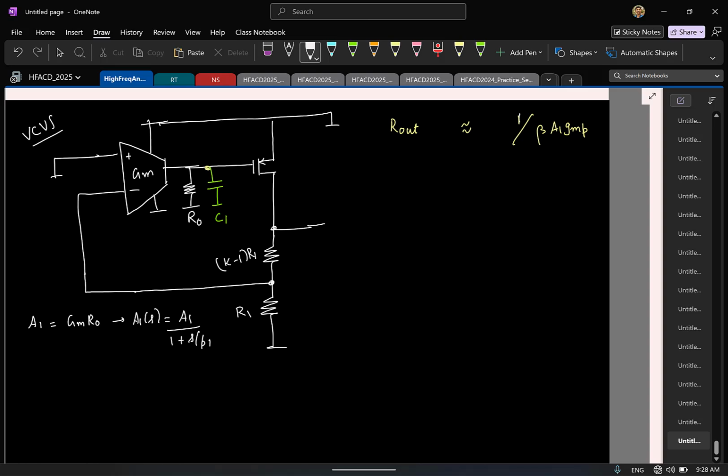Okay. So in that case, if I repeat this calculation of output impedance, what do you think I'll get? I mean, when the gain was just A1, the output impedance was 1 by beta A1 GM. Now the gain is not constant, it is A1 of S. So if I find Z out of S, how will it look like? Same thing, A1 gets replaced by A1 of S, that's all. Right, and if I expand it, so we have 1 plus S by P1 in the numerator, correct?